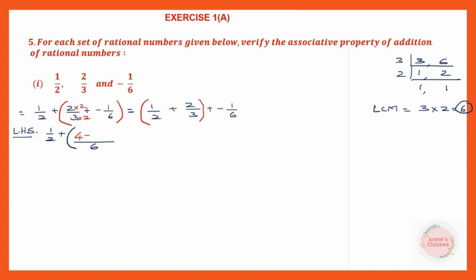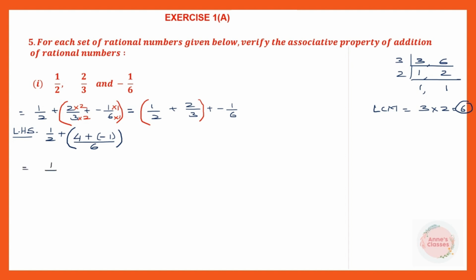Let's go to the second one. The second rational number here is minus 1 by 6. Look at the denominator 6. 6 into 1 is 6 itself. It's the same, isn't it? So if the denominator is the same, then the numerator also will be the same. So minus 1 into 1 is minus 1. So now we have our grouping. We have done it this way.